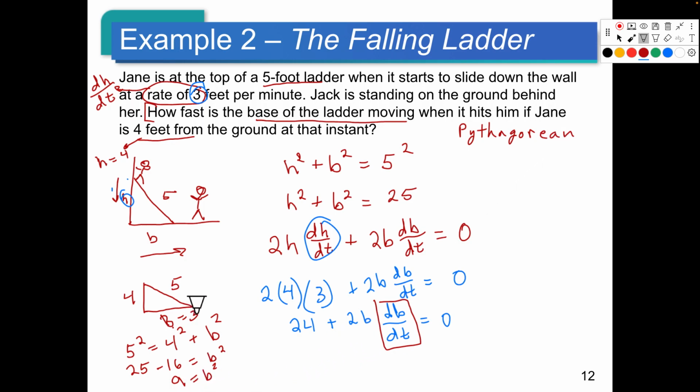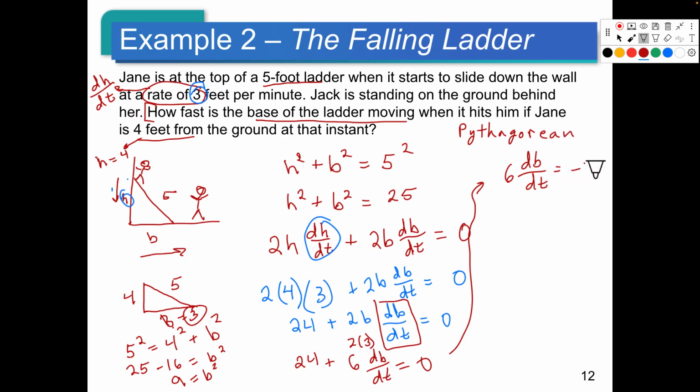We're going to plug in 3 for b, so we get 24. 2 times 3 is 6, dB dt. We will subtract 24 from both sides, so I'll move it up here. That gives us 6 dB dt equals negative 24. And then divide by 6. Negative 24 divided by 6 is negative 4.